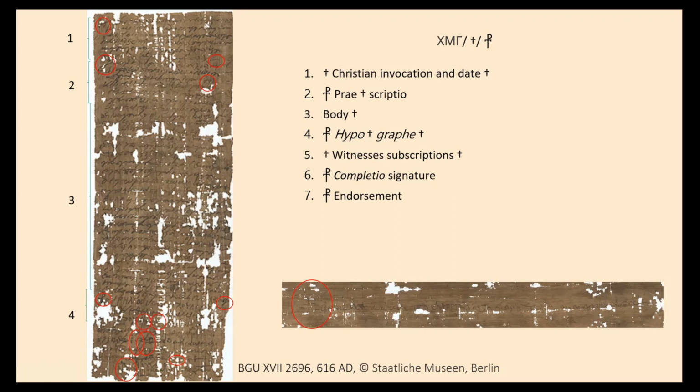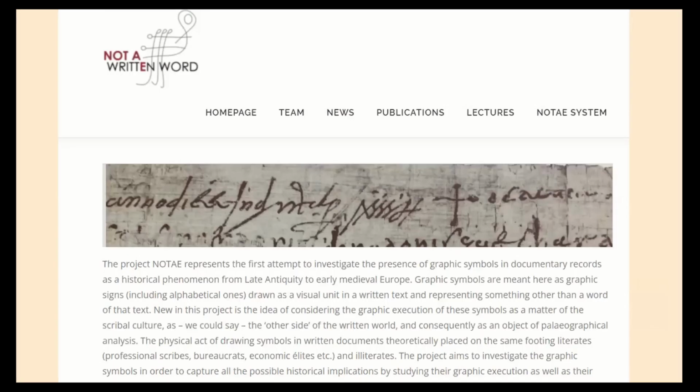And sometimes we even find Christian symbols in the middle of sections, like in the prescriptio, before the second party's name, or in the hypographe, before the name of the hypographeus, so a proxy writing on behalf of an illiterate party. Those Christian symbols, the catalog of which is quite limited, so basically we find the cross, the staurogram, or the chi-rho monogram group, are the main subject of research within the ERC Note project, so not the written word, but graphic symbols.